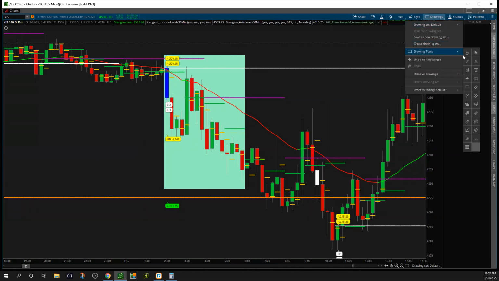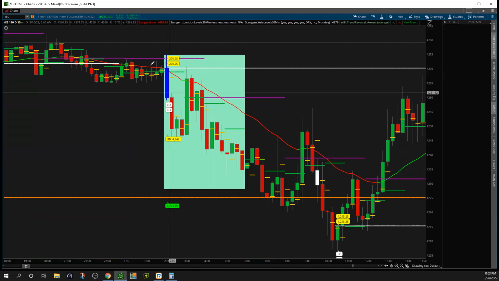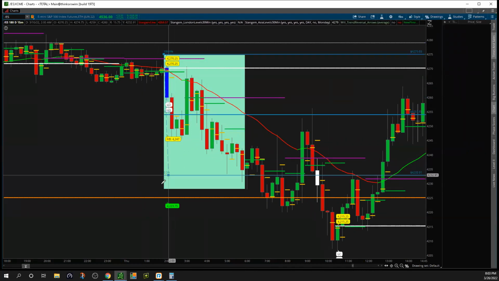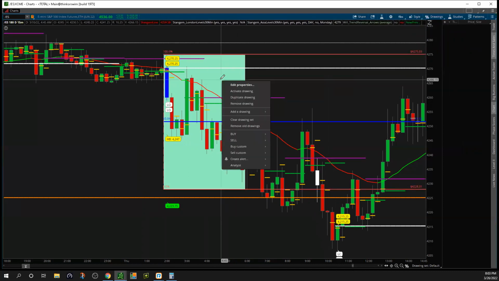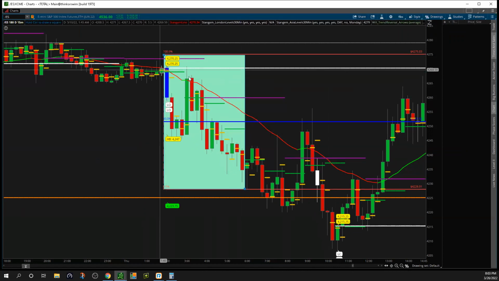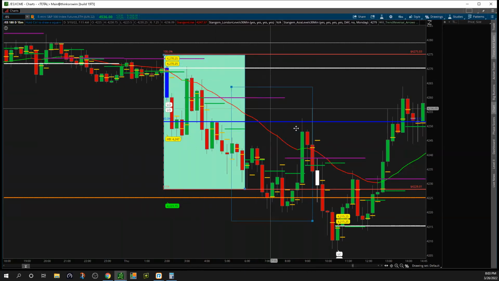Toss not cooperating here. Duplicate the block. Stangem line all red. So this one's easy. Stangem line all red. Below London open. That's our line in the sand, right? Below London open.